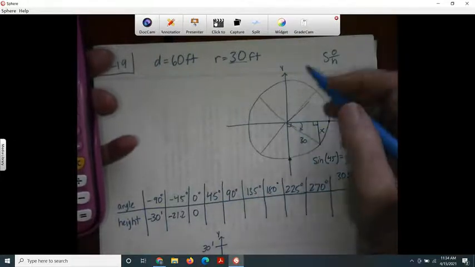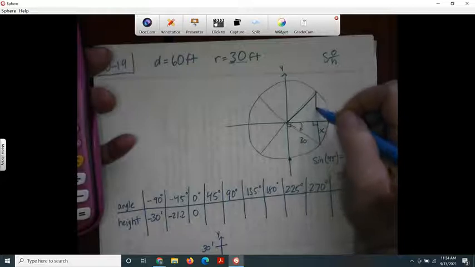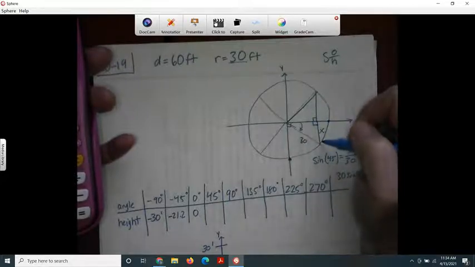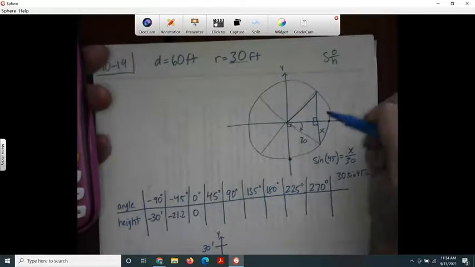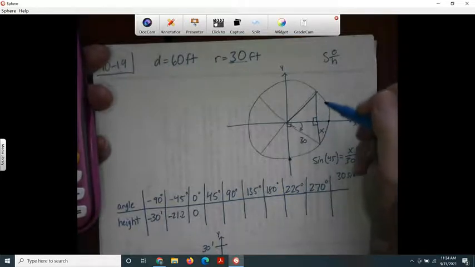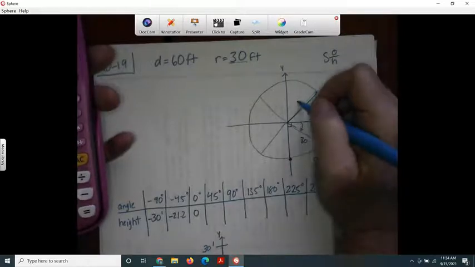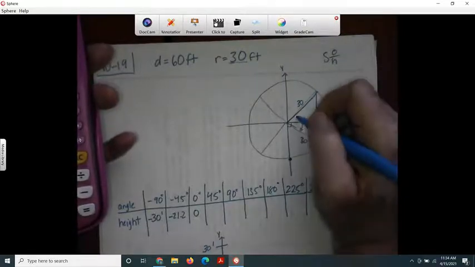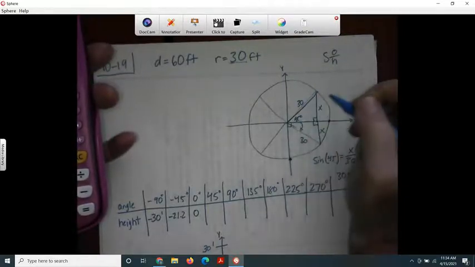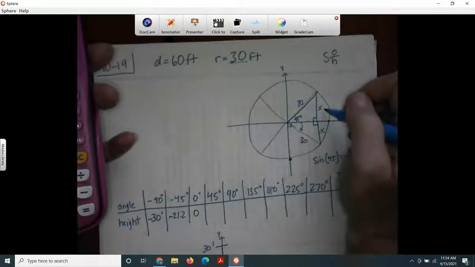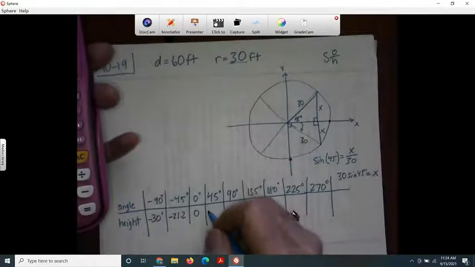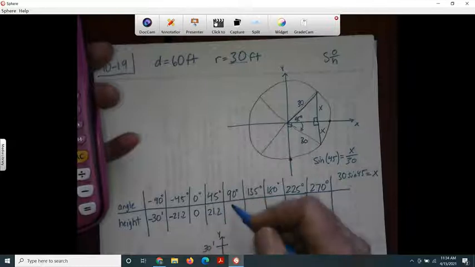don't I already know what this is going to be? Because there's a symmetry here. You can do it on your calculator if you want to. This is 30, this is x, and this is 45. And you can do your SOHCAHTOA if you want to, but you're going to get that same number. It's just going to be positive. Okay, 90 degrees, we can figure that out easily. My height's going to be 30.